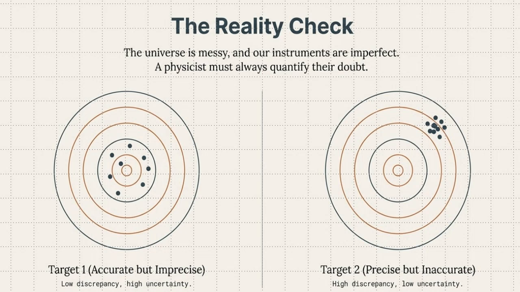This slide reminds us that in physics, it's important to recognize the limitations of our measurements and the imperfect nature of the universe. The two targets illustrate different scenarios. One shows measurements that are close to the true value but scattered, indicating accuracy with high uncertainty, while the other shows tightly grouped measurements that are far from the true value, representing precision with low uncertainty but low accuracy. This highlights why physicists must always quantify how much doubt there is in their results, balancing both accuracy and precision to better understand what the data is really telling us.